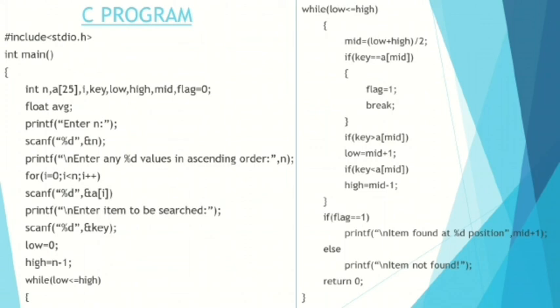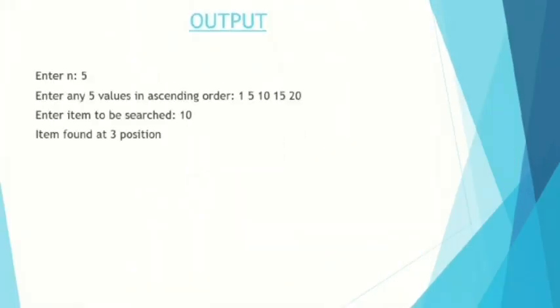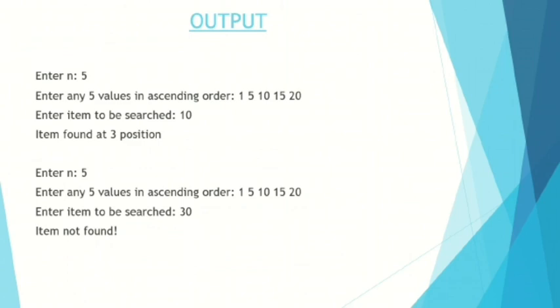Now let's see some outputs. We give the number of elements as 5 and enter 5 values. We search for 10 and the search result prints as item found at third position. Now we take another output with the same values and search for an element which is not present in our array. It prints item not found.